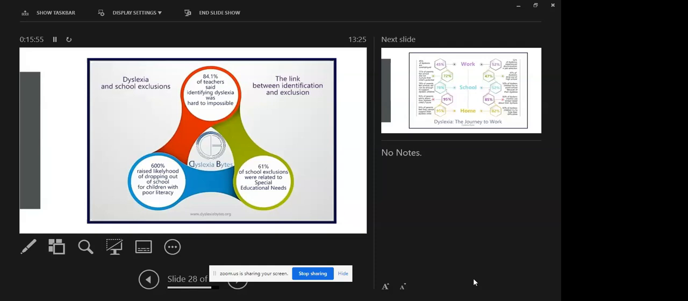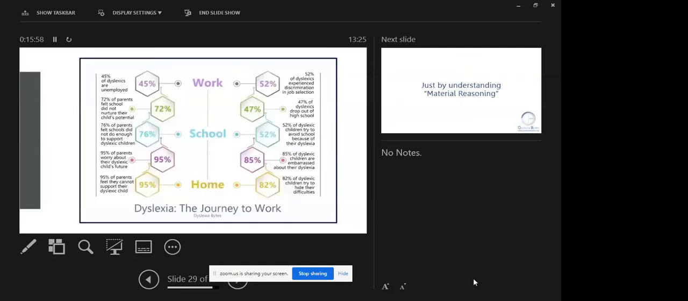And we also know from a survey that was done very recently, again by the British Dyslexia Association, 95% of parents worry about their dyslexic child's future at school. 76% of parents felt schools did not do enough to support their dyslexic child. 72% of parents felt school did not nurture their dyslexic child's potential and ability. On the other side of this, 52% of dyslexic children try to avoid school because of their dyslexia, and 47% of dyslexic children drop out of high school because their dyslexia is not taken into account.